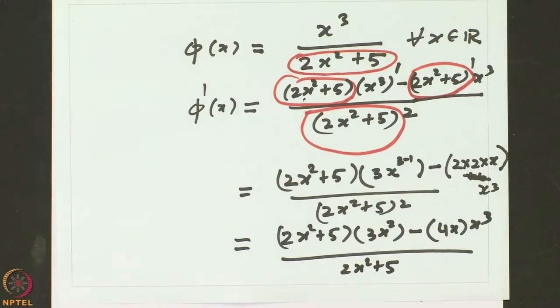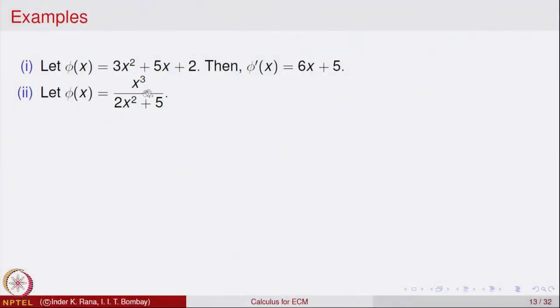So, let us revise this. Phi of x can be thought of as the numerator x cube, which is differentiable, and the denominator 2x square plus 5, which is differentiable and is never equal to 0.